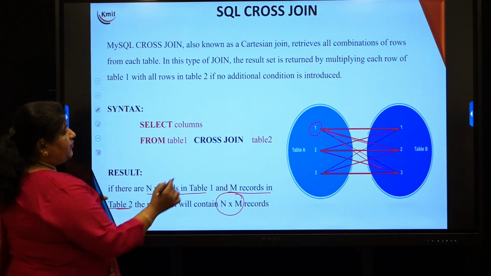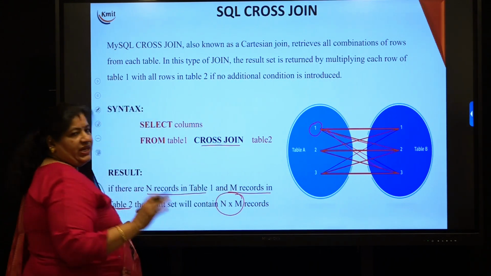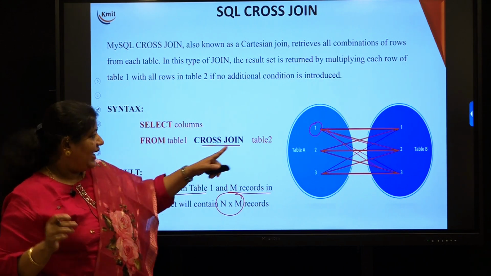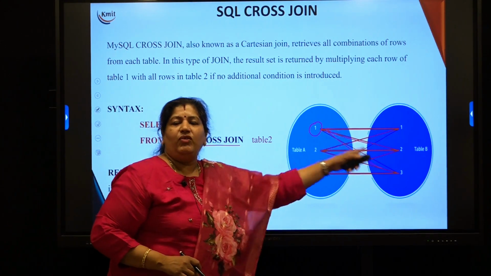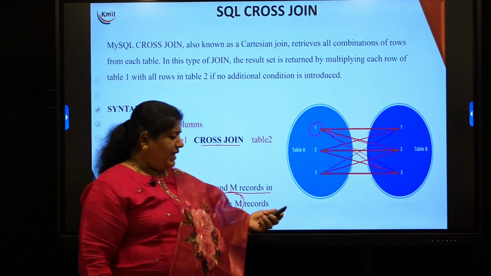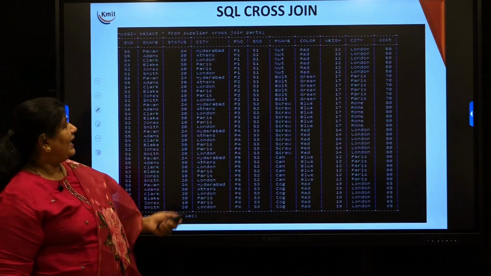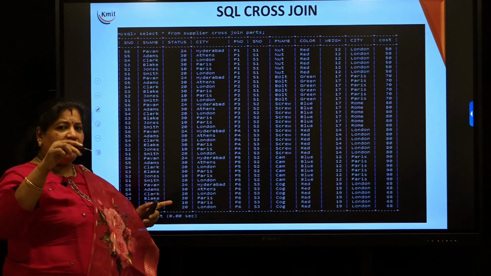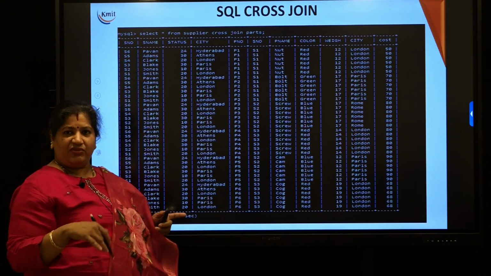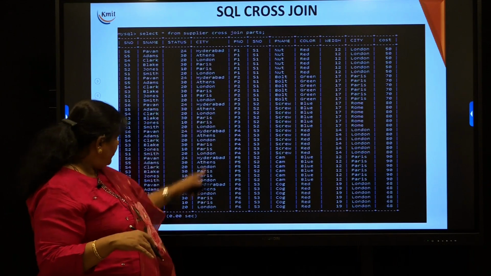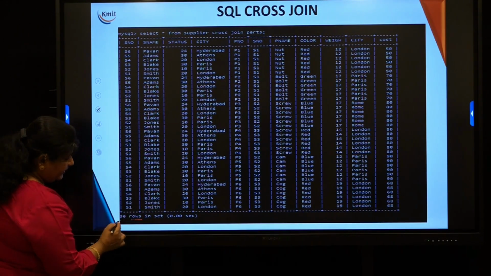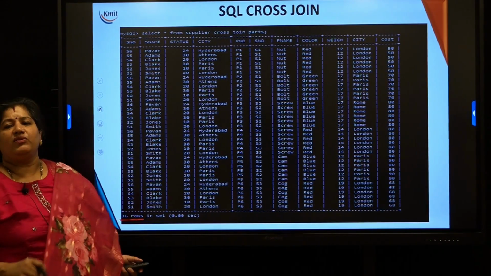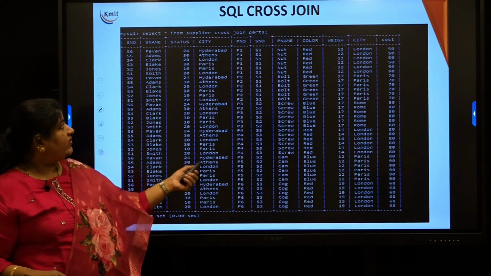Just the difference is that you put it as cross join. There is no matching condition. Every row from the first table will be associated with each and every row of the second table. So here in our supplier table we had 6 rows and in our parts table we had 6 rows. The cross join is going to give you 36 rows.